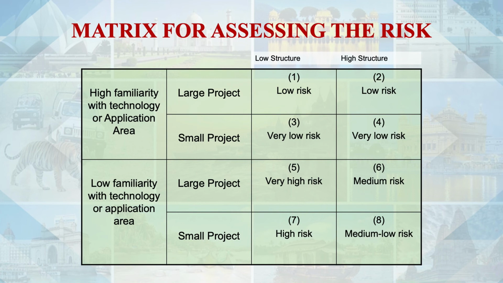And then risk measurement. If we have high familiarity with the technological aspect, with the technology required, with the input factor required, in a large project as well as in a small project, then the risk is low. If there is low familiarity with the technological aspect, with input factors, then risk is high. In a large project, risk is very high. In a small project, risk is high but may not be that much.